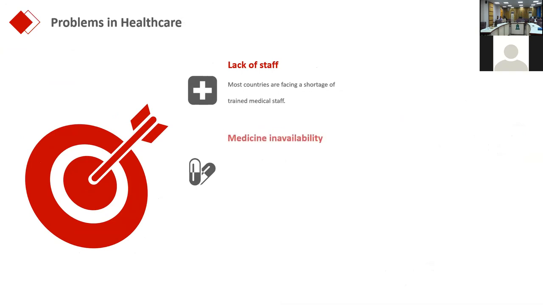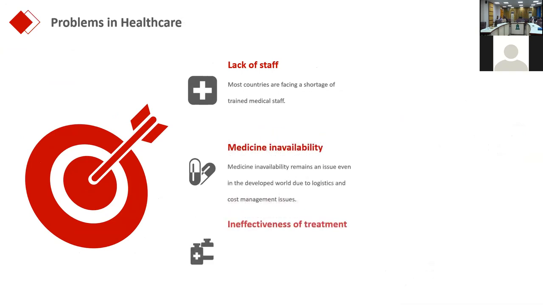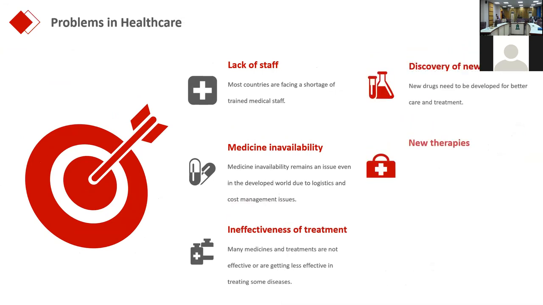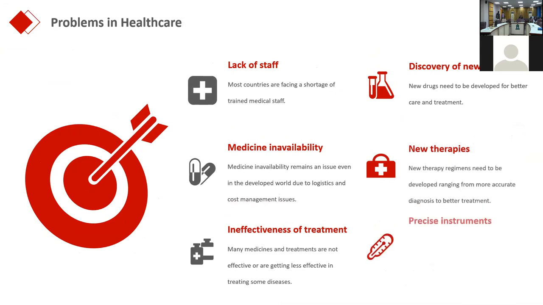So first, lack of staff, as I said, not enough trained medical professionals. Unavailability of medicines because of logistics, ethical, cultural, even law-based issues. Ineffectiveness of treatment. Many treatments are getting ineffective. If you are not aware, the only treatment for tuberculosis, or the most important one, BCG, is actually now failing. Even Pakistan has about 10 million chronic tuberculosis cases, which are untreatable. So that's another problem. We need new drugs, we need new therapies that would overcome these issues.